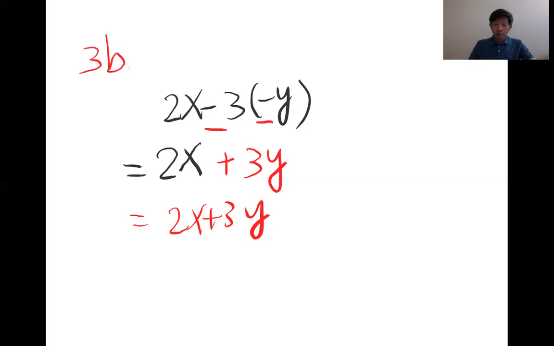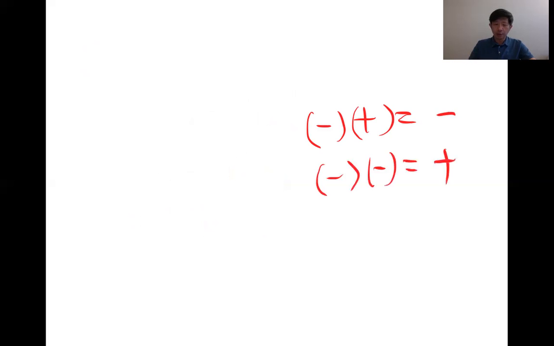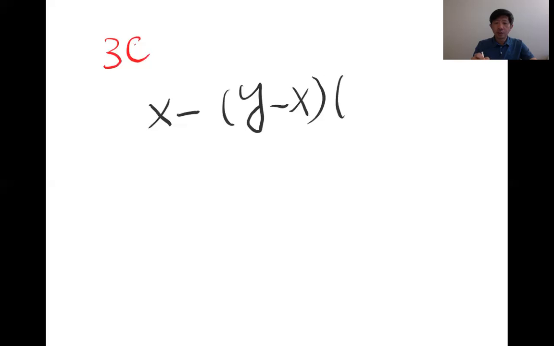So be careful about integer operation: a negative times a positive is equal to negative, and a negative times a negative is equal to positive, okay? Now, the last problem, 3C. What's 3C? 3C is x minus y minus x times a -3, okay?